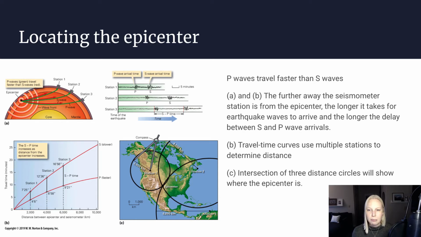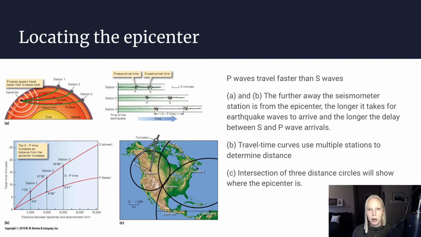So remember I said that P waves, or the primary waves, they travel faster than the S waves. They arrive first at a seismometer location. The further away that a seismometer station is from the epicenter of the earthquake, the longer it takes for those waves to arrive, and also the longer the time is between when the P wave arrives and when the S wave arrives. So those will diverge the further away that the seismometer is from the epicenter of the earthquake.